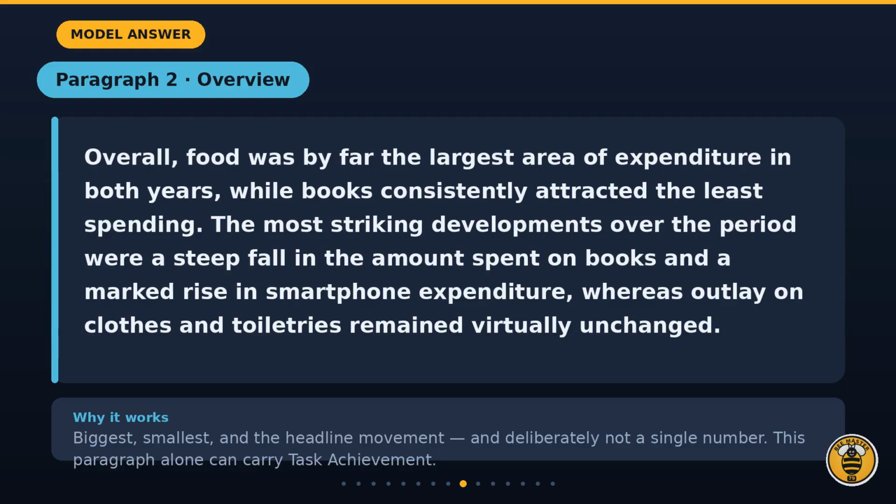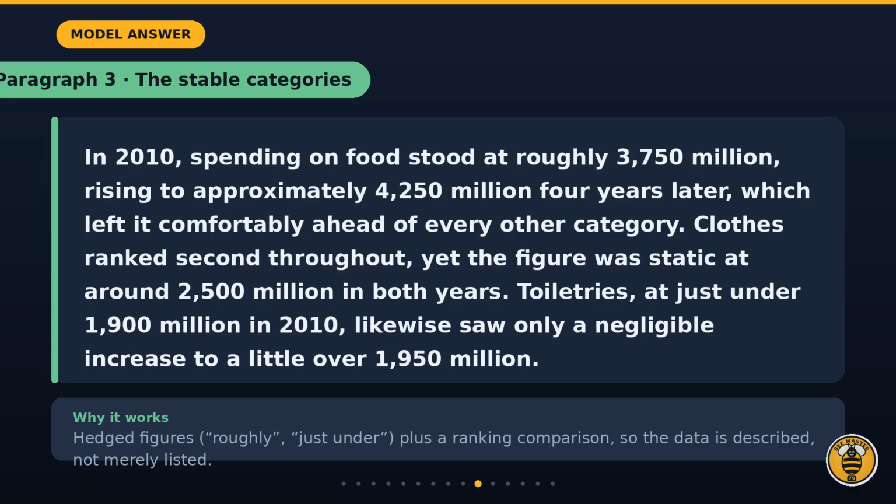Paragraph 3, the stable categories. In 2010, spending on food stood at roughly $3,750 million, rising to approximately $4,250 million 4 years later, which left it comfortably ahead of every other category. Clothes ranked second throughout, yet the figure was static at around $2,500 million in both years. Toiletries at just under $1,900 million in 2010 likewise saw only a negligible increase to a little over $1,950 million.